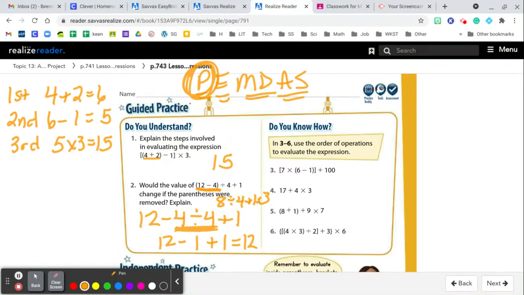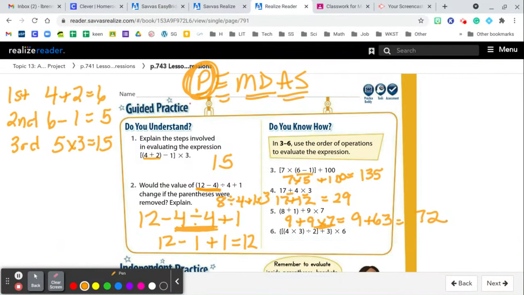All right, now we're going to solve. So we go inside first. So we have 7 times 5 plus 100 equals 135. For number 4, we have an add and a multiply. We're going to multiply first. So we have 12. 17 plus 12 equals 29. Inside the parentheses first, 9 plus 9 times 7 is 9 plus 63. Remember, we're multiplying before we add. 9 plus 63 is 72.